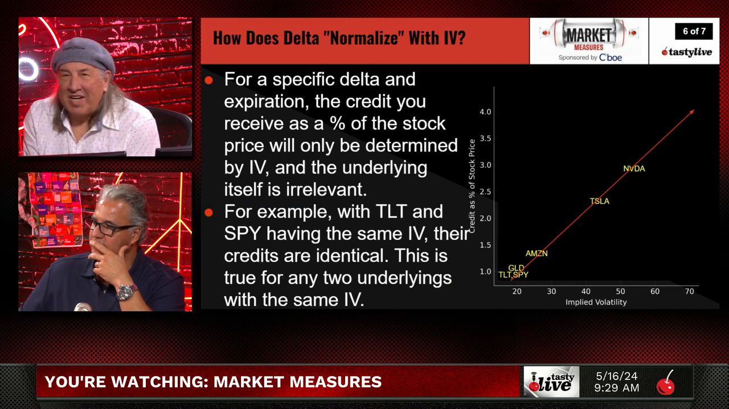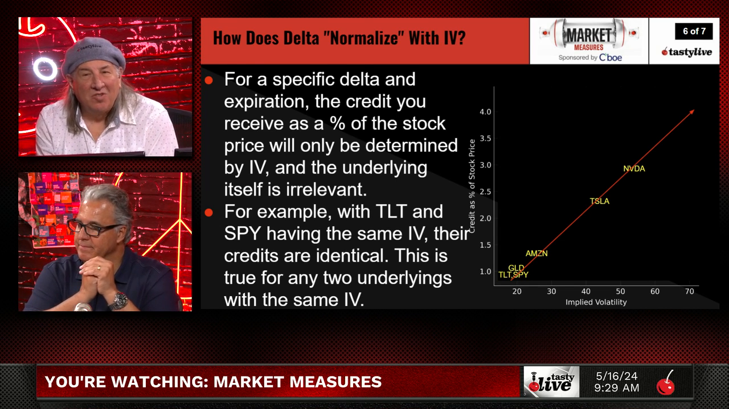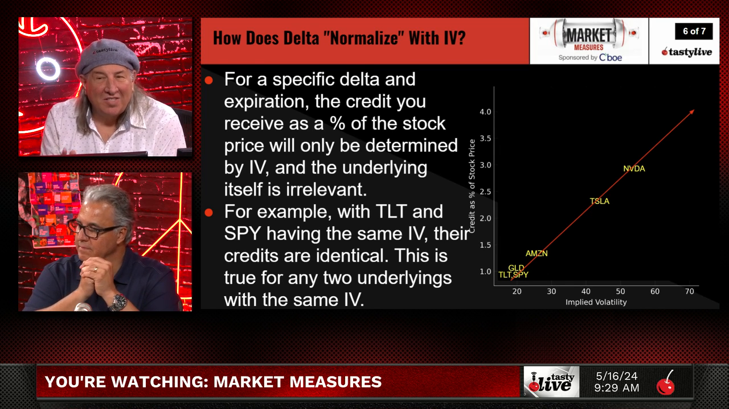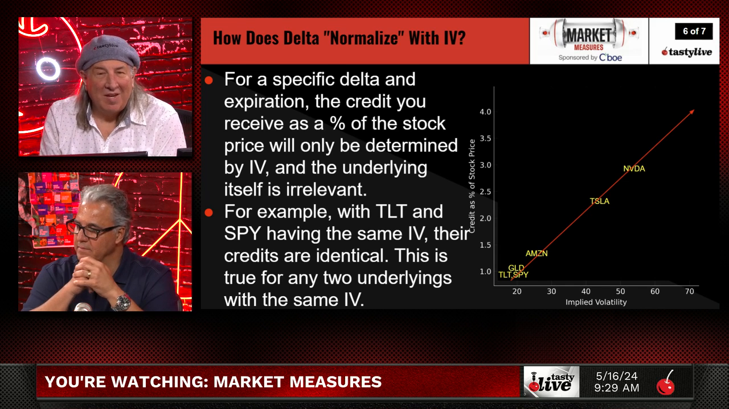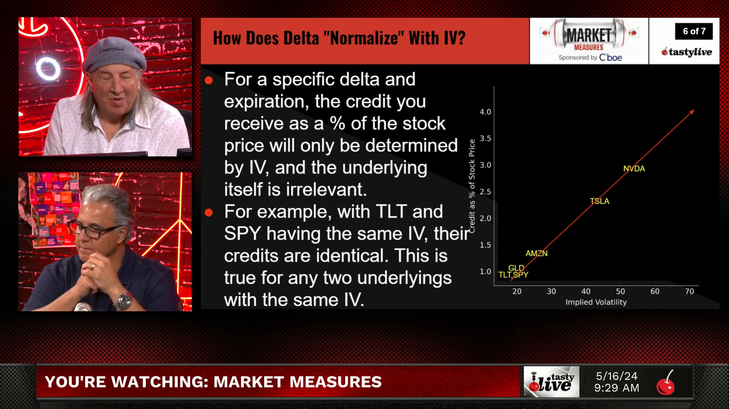For a specific delta in expiration, the credit you receive as a percent of the stock price will only be determined by implied volatility, and the underlying itself is irrelevant. For example, with TLT and SPY, just like I explained before with AMC and anything else, for TLT and SPY having the same implied volatility, their credits are identical. This is true for any two underlyings with the same IV. So when people get all hung up on everything, it's all about, like we've said from day one, liquidity and implied volatility.